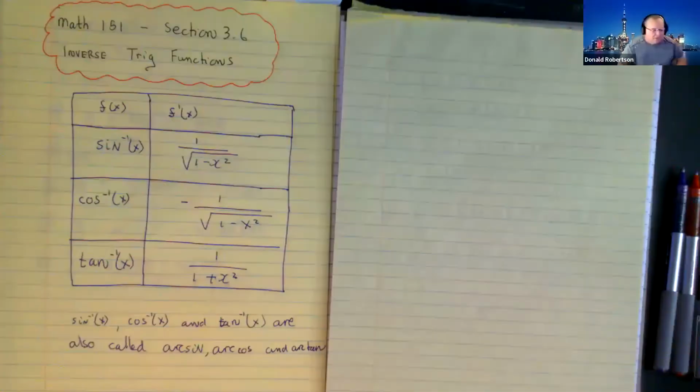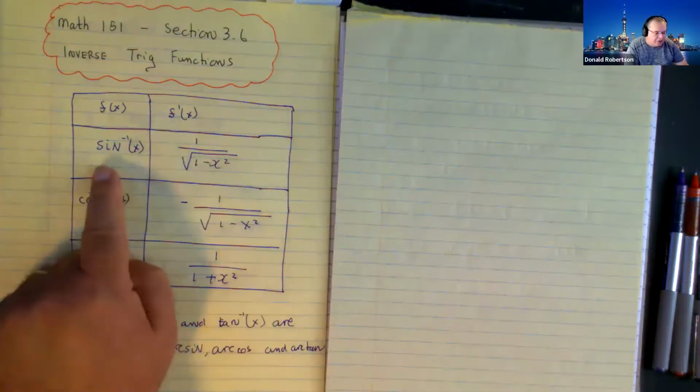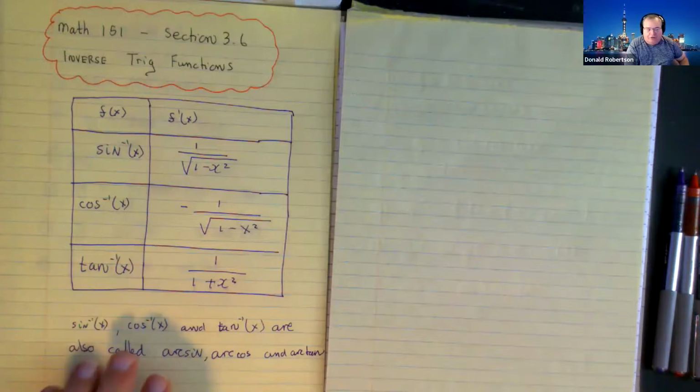A little kind of housekeeping, I guess we'll call this. We have 3 more functions that I want to add to our list of things we can differentiate. And they are the inverse sine, the inverse cosine, and the inverse tangent function.